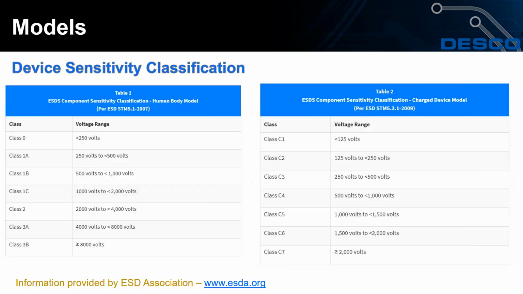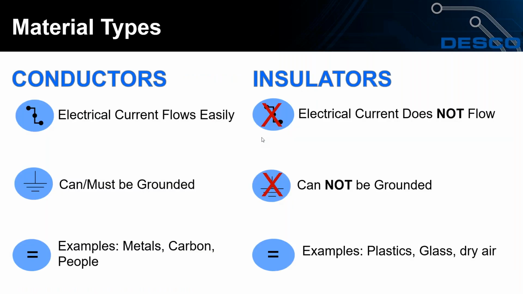CDM is about twice as sensitive. So one of the reasons for that is your human body has a certain amount of capacitance, resistance to it. So when I zap a device, there's a little bit of, let's say, a less powerful impact. When you zap a device via CDM, there is no capacitance or resistance in that discharge. So you have to remember that if I know my HBM classification, it may be twice as sensitive on the CDM side.